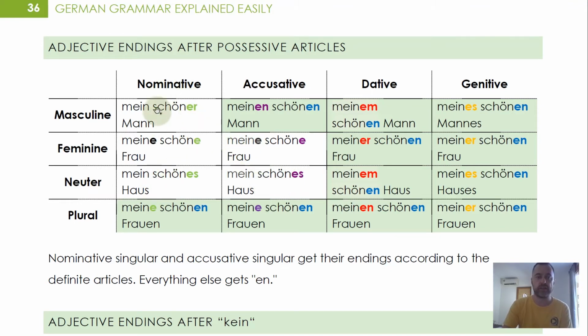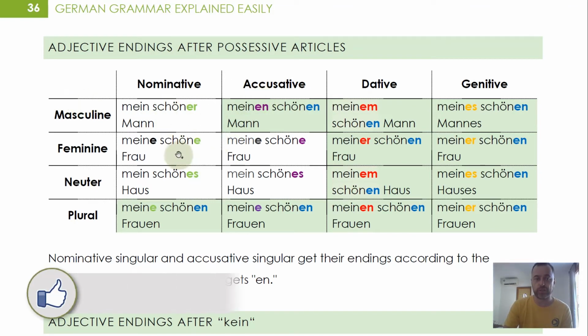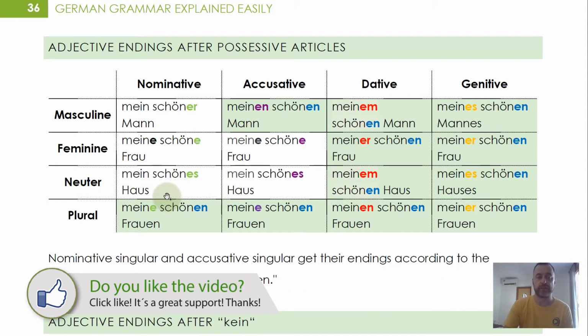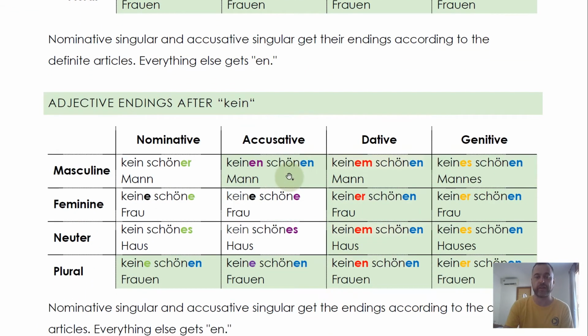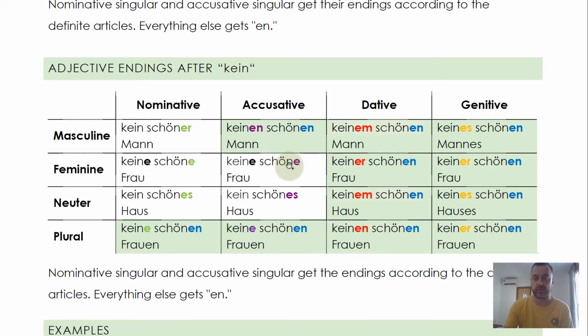But you can see here, again, we have no ending there, no ending here, no ending. So we simply add again the endings of the definite articles: der Mann, so mein schöner Mann; die Frau, meine schöne Frau; neuter, mein schönes Haus, because it's das Haus. Same here in accusative, and you can probably guess already for kein, you will see the same table here.